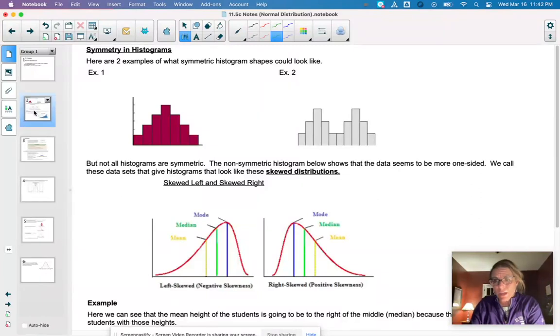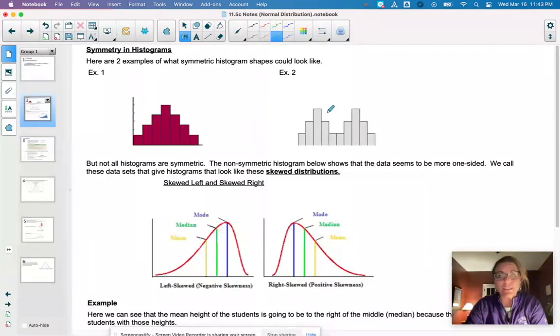We're going to start by talking about histograms. Here are two examples of what symmetric histogram shapes look like, example 1 and example 2. But not all histograms are symmetric. The non-symmetric histogram below shows that the data seems to be more one-sided.